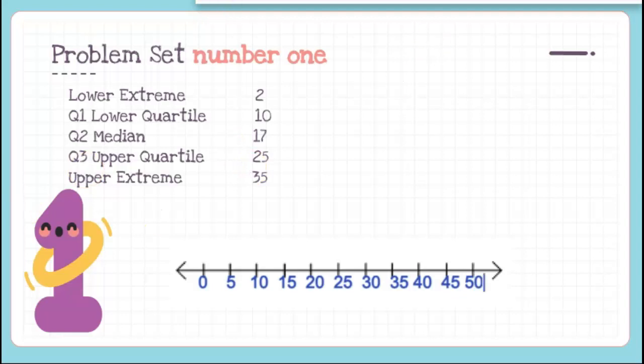Alright. So then we're going to plot those 5 summary points. We call it 5 summary points.